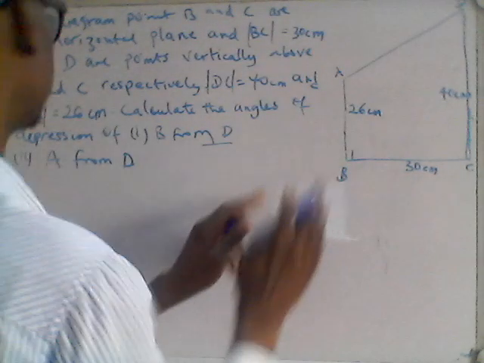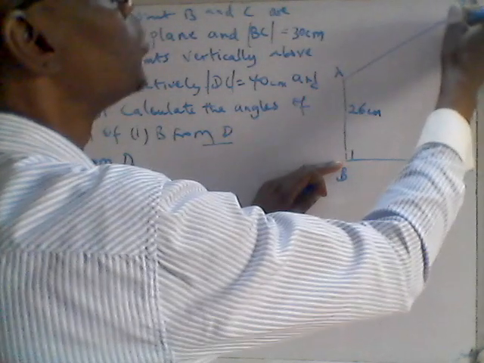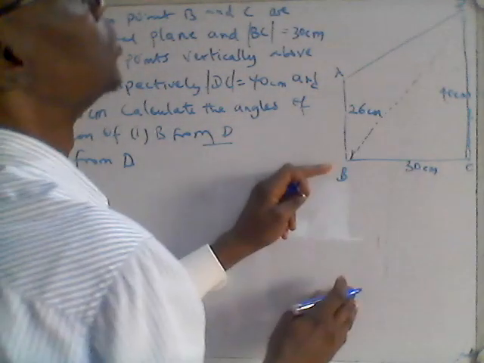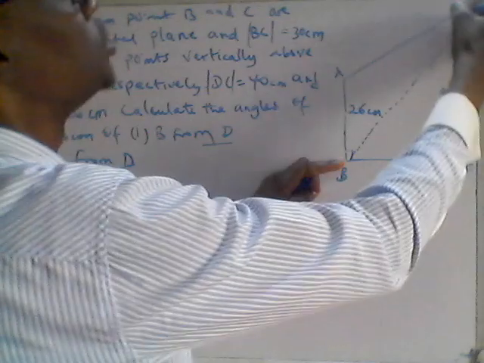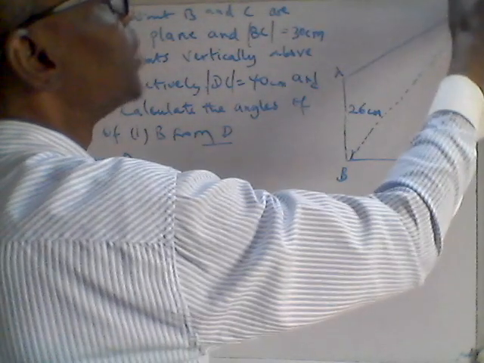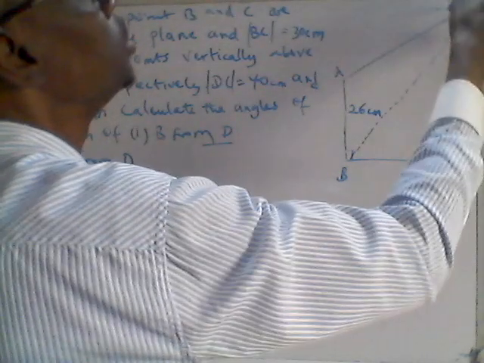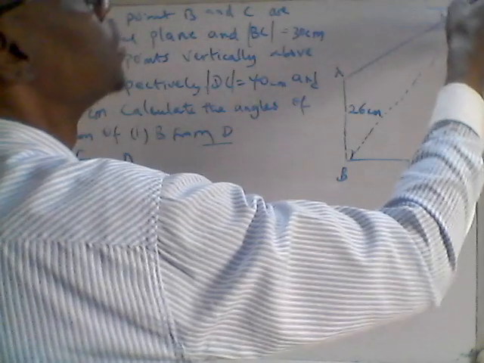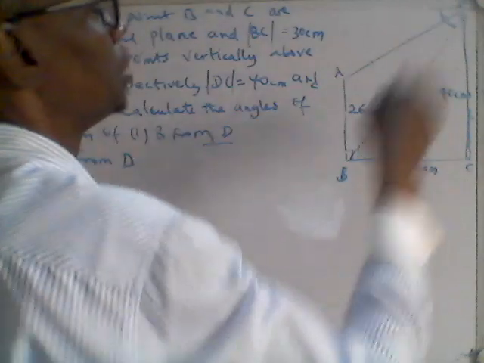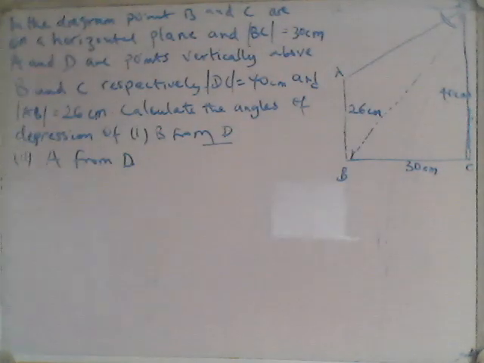So for the first question, B from D, I will now draw a broken line like this. This line is not part of my initial diagram. I'm going to be standing here. The angle of depression is, if I draw my cardinals on top of this diagram, this angle here. For me to get this angle, let me call this point E. I need to change my marker. Just hold on.